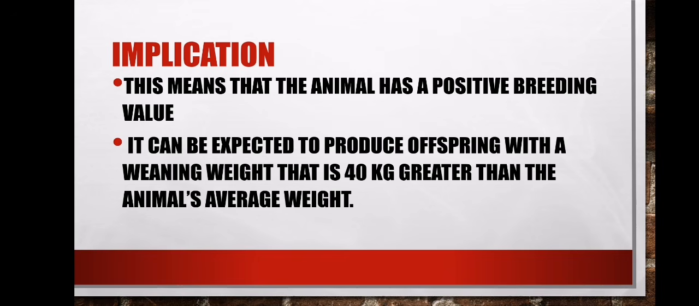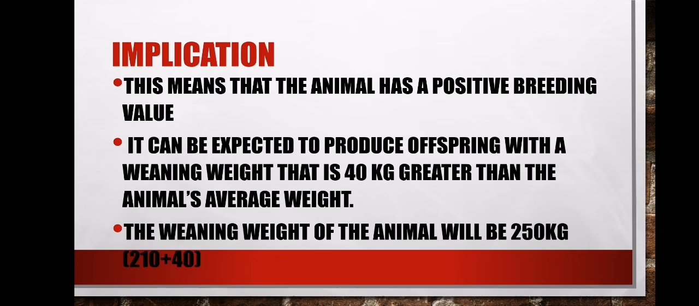Remember, when we talked about EBV, we said it is an estimate of how much better or less than average an offspring will be for a particular characteristic. So we say here we'll be having a positive breeding value. The answer that you got says the animal will be having 40 kg greater than the average weaning weight of the animals.